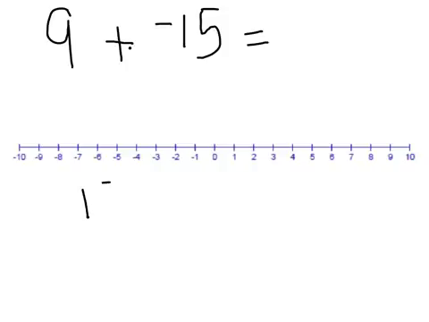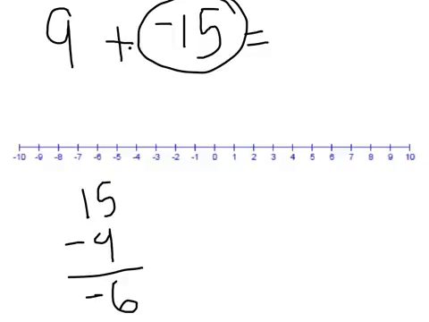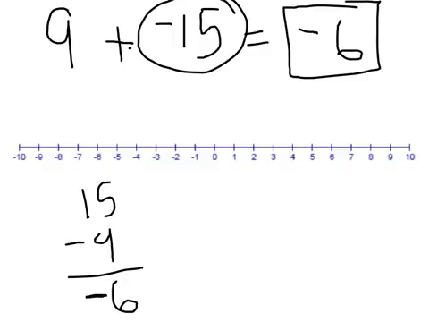So I'm going to take 15 and subtract 9. 15 minus 9 is 6. And I'm going to keep the sign of the larger number, which is 15, so this is a negative 6. So 9 plus negative 15 is negative 6.